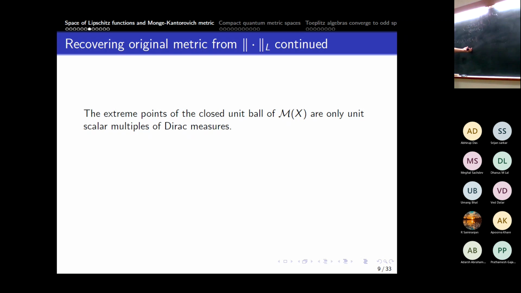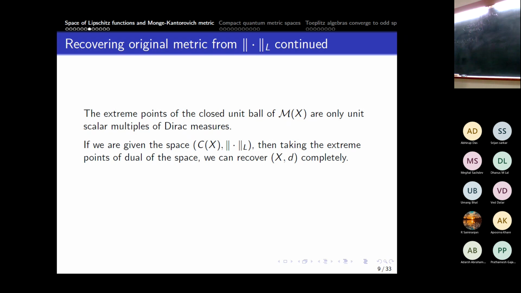What are the extreme points of these? They are nothing but the scalar multiples of Dirac delta functions only. And as we saw in the last slide, knowing those extreme points, which are just calculated by the usual definitions, we can recover the space and the metric.